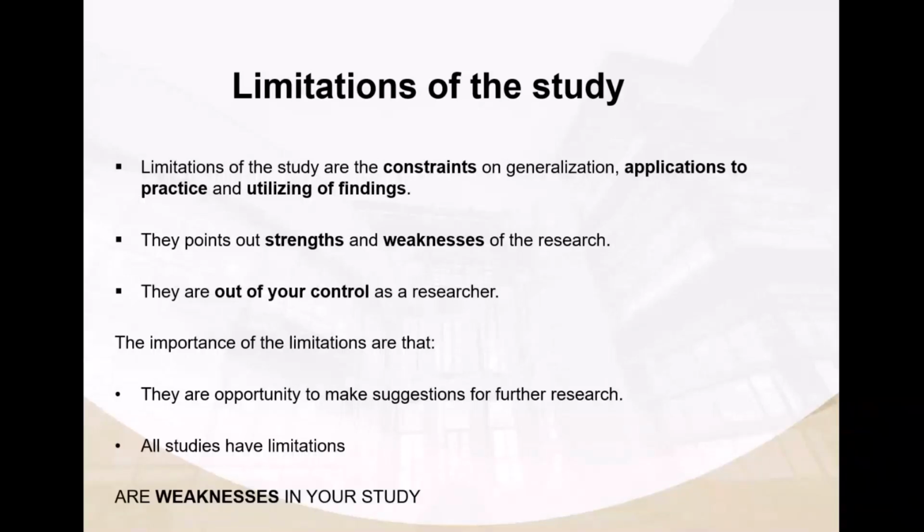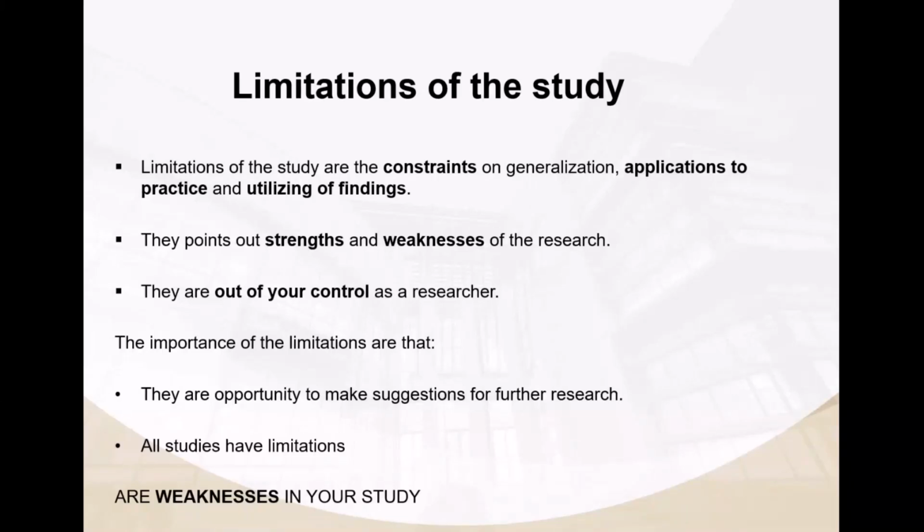The limitations of the study are the constraints on generalization, applications to practice, and utilizing of findings. They point out strengths and weaknesses of the research. Okay? Remember that even though we say there are limitations, they don't make your study weak. No. Instead, they assist your study to have more empirical writing and empirical evidence, because you are telling me as a reader, look, one of the conditions at the master's level, for those who are doing masters, is that we want to check that you are able to do independent research.